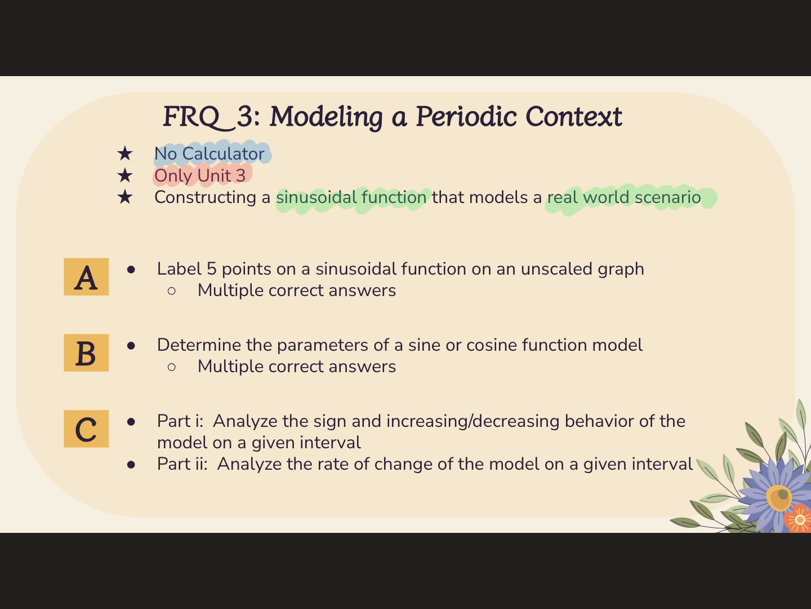Part A is going to be labeling a graph that doesn't have any scale or any axes, and there will always be multiple correct answers for this portion. Part B will always be using that graph to create a sine or cosine function model, which is an equation. They will choose whether it is sine or cosine, and again, there's going to be multiple correct answers for Part B as well.